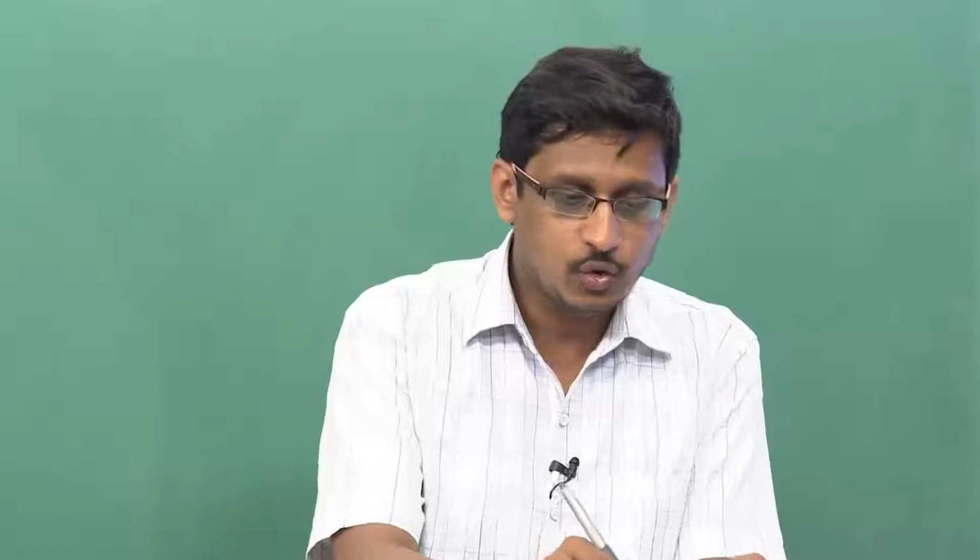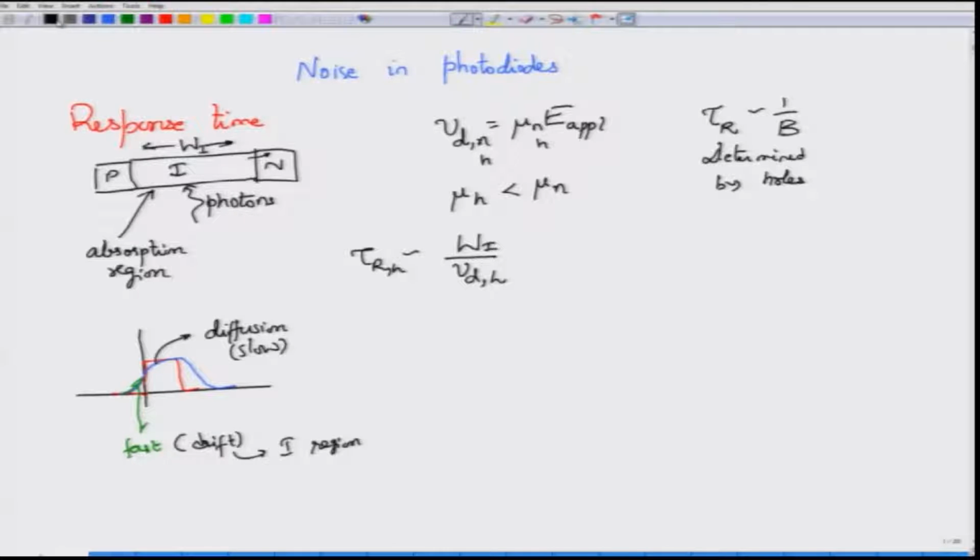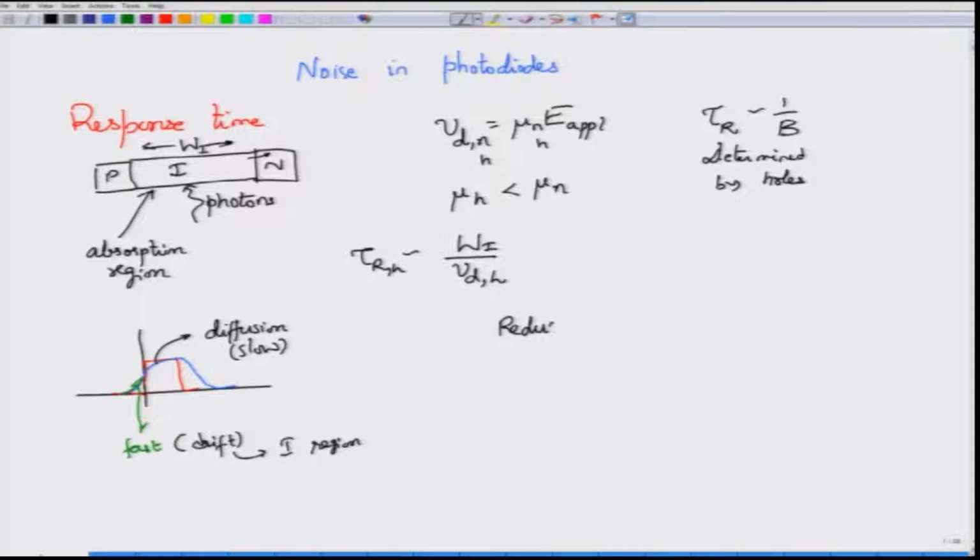Now, what can you do in order to reduce the response time and increase the bandwidth? Well, one can eliminate one type of the carriers. So, one can work only with the electrons or the holes, but then you are not really utilizing a semiconductor material there. So, it is kind of out of scope solution for us. The other solution that you can try is to reduce the intrinsic region width Wi.